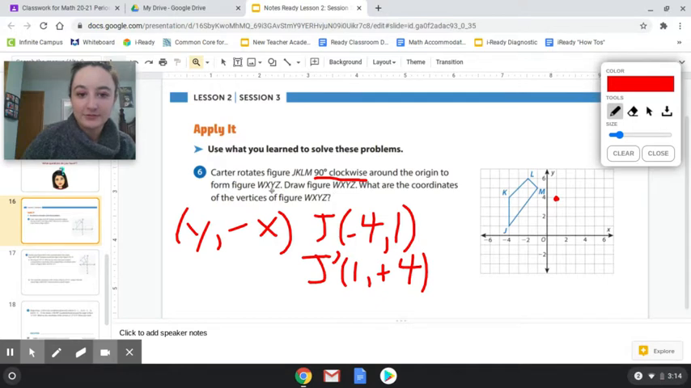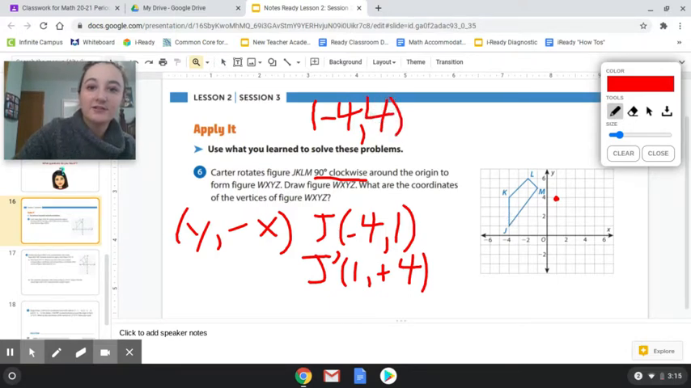Well, they're trying to make w, x, y, z. So I guess that's your w, but regardless, that would be your j prime. You're going to do the same thing for now k. So remember, k is at negative 4, and then 1, 2, 3, 4. Negative 4, positive 4. So again, you flip that. So that's 4, negative 4.